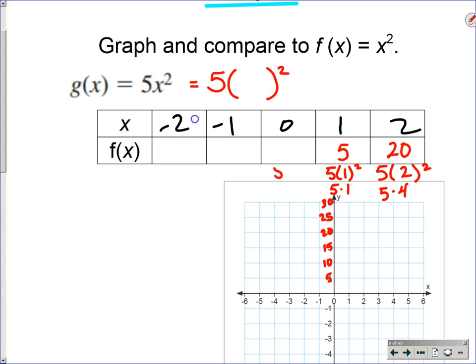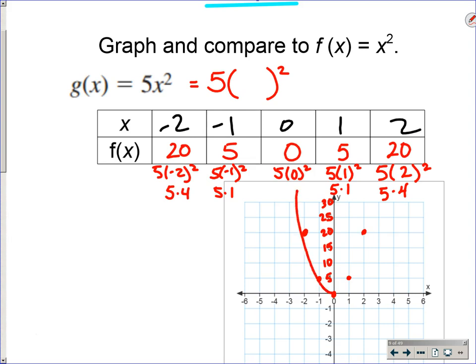You guys plugged in 0, and hopefully you got out 0. Plugged in -1. Did you realize it's still +5? Plugging in -2, did you realize it's still +20? Because a negative times a negative is a positive. And if you came down here to the graphs and you remembered each x is what elevator to go to, each y is how high, what floor to take, maybe, just maybe, you would have gotten a parabola too.